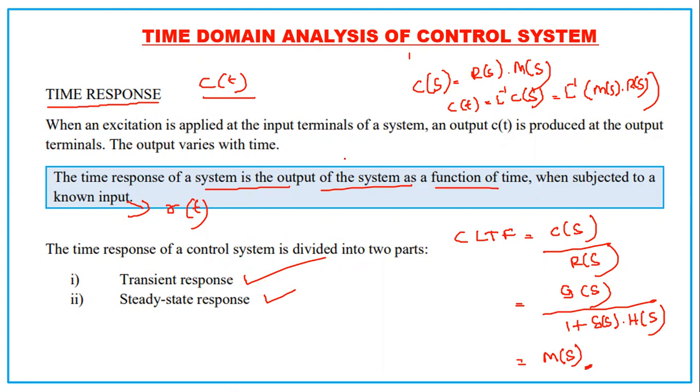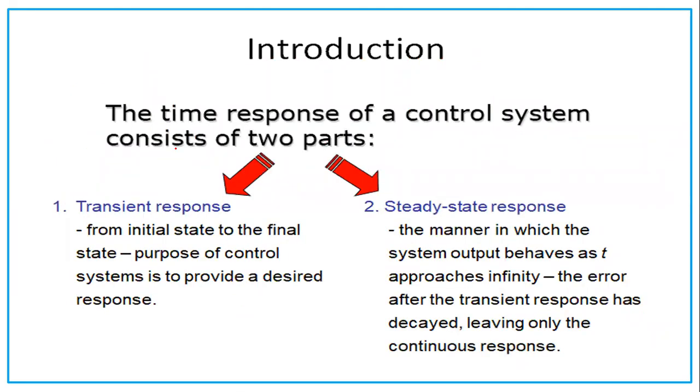Now let's see in detail what is transient response. The time response of a control system consists of 2 parts, that is transient response and steady state response. Transient means from initial state to the final state. The purpose of control system is to provide desired response and the manner in which the system output behaves as t tends to infinity. After a certain time, it will settle down. That's steady state, and the error after the transient response has decayed, leaving only the continuous response.